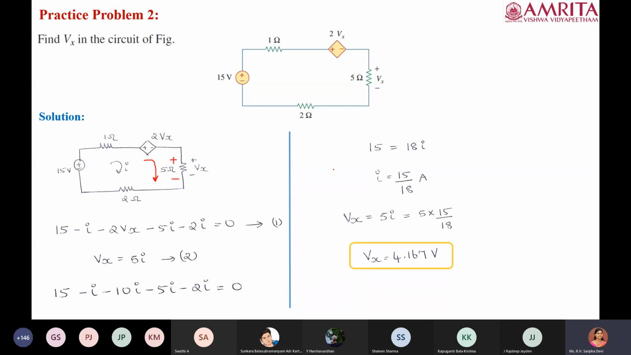Okay, so for students who took the other direction, I will tell you. The final answer will not change irrespective of the direction you take. Ma'am, I got the same current value, Vx, 4.16, but I got it in negative. It will not be negative. I will tell you the reason.